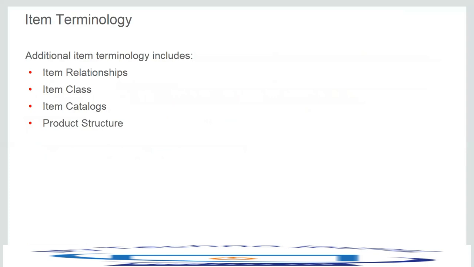So the additional item terminologies include item relationships, which basically enable you to relate an item to another item for various contexts. Then you have this item class. As we've discussed item class before, it's basically a classification hierarchy to logically group products sharing similar characteristics to create a product taxonomy.